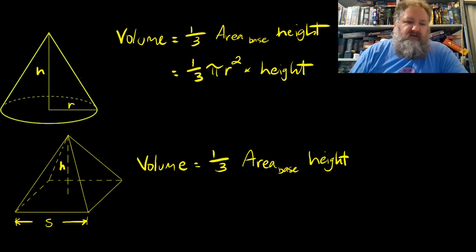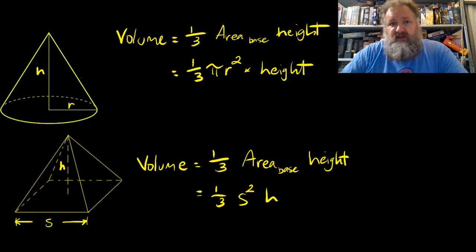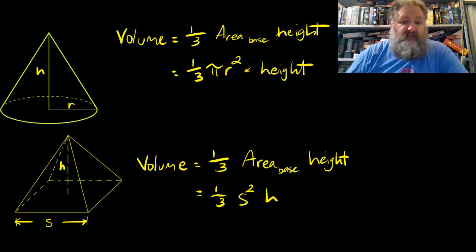Now, over here, this pyramid has a similar setup. It's 1/3 area of base times the height. So in this case, it's a square-based pyramid, so it'll be 1/3 the side squared, that's the area of the base, times the height. Now, if you had a triangular-based pyramid or any other shaped pyramid on the base, you will be able to use the same formula and it will work itself out.